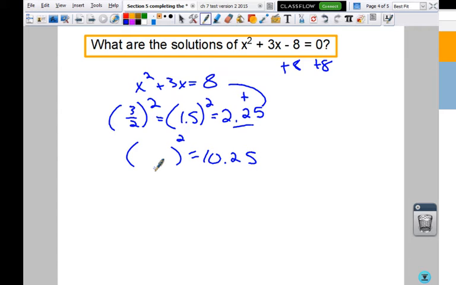Alright, then I got my parentheses, my squared. I got x here. Greg, what's gonna go inside this parenthesis? 1.5. And I'm gonna go plus because it's positive. Yep. Alright, Lucas, what's my next step? That's my next step right here. Square root. Yep, square root it. And I get x plus 1.5 equals, what?